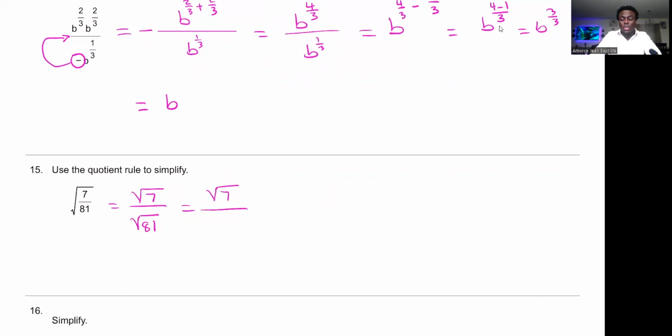Square root of 81, is 81 a perfect square? Stop the video and try to think. Yes, it is. What multiplies itself 2 times to give me 81? Answer is 9. So 9. And then that's it.